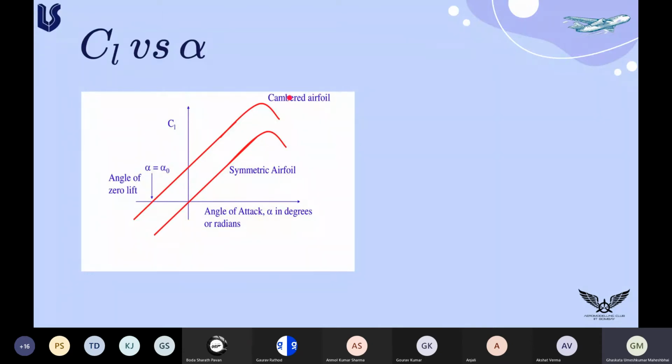Okay. So you can see that as we increase the angle of attack, CL increases in the beginning, and after that it is decreasing. So why does this happen? The basic fundamental is that if we increase the angle of attack, the pressure at the lower surface of the airfoil is increased, and the resultant force increases in the upward direction.